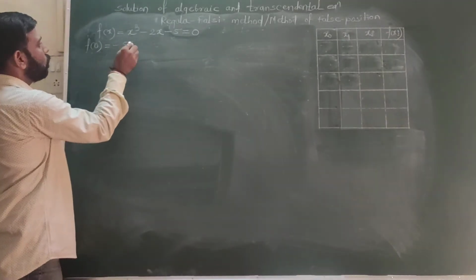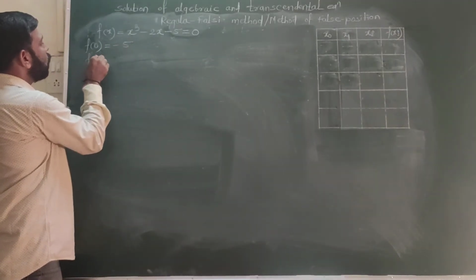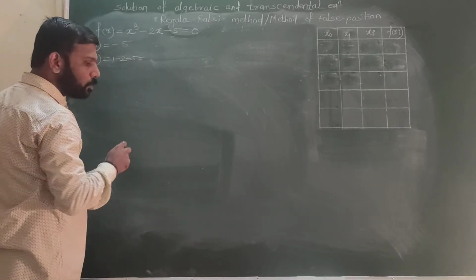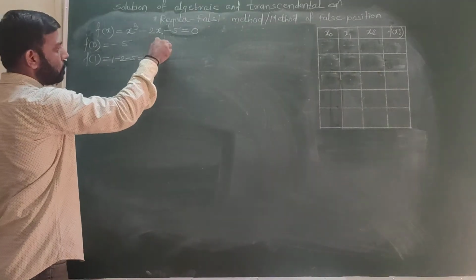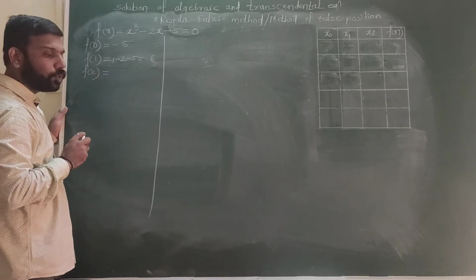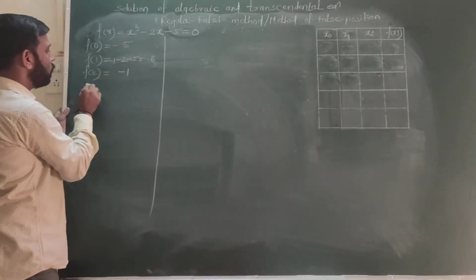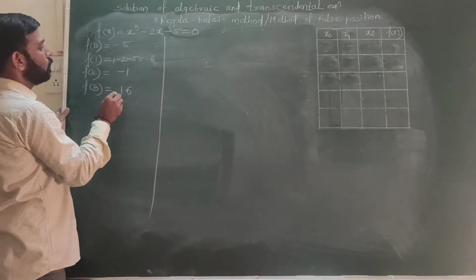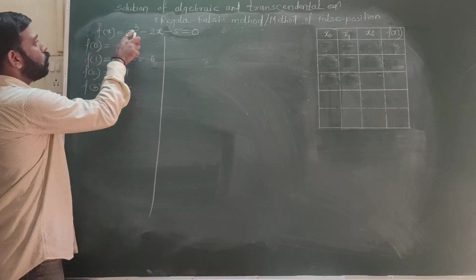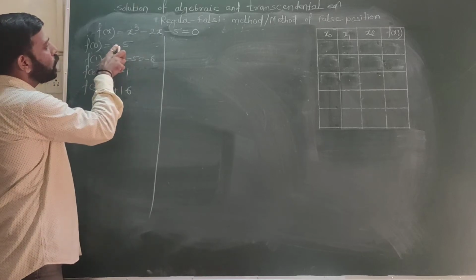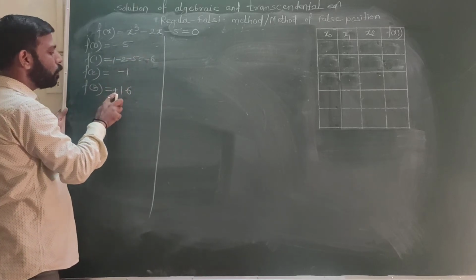If we substitute 0, this gives the first value, minus 5. Now if we substitute 1 here, that value is minus 6. The f of 2 value, if we substitute, gives us minus 1, and for f of 3 the value we got here is 16. So 0 substituted, 1 substituted, 2 substituted, and similarly 3. This value is negative, negative, negative, and now it becomes positive.